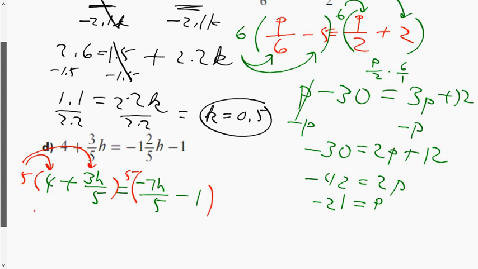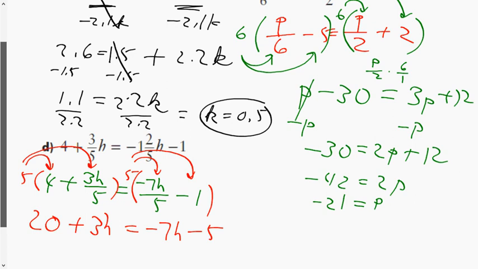So what we're going to do is put our distributive property arrows in. 4 times 5 is 20. 3h over 5 times 5 will work out to be just 3h. Use distributive property over here. Negative 7h over 5, or a fifth of that multiplied by 5, is negative 7h. And negative 1 multiplied by 5 is negative 5. What a beautiful looking, easier equation that is than that original junky looking one.